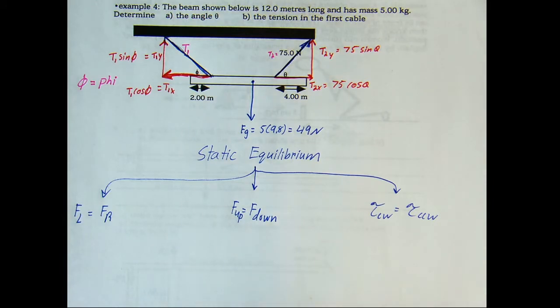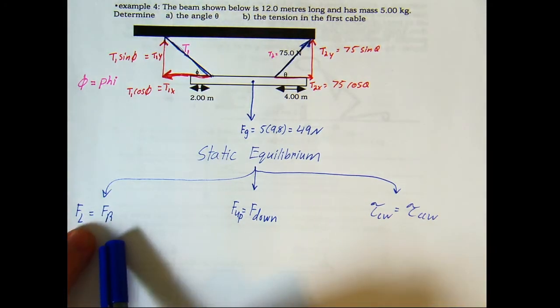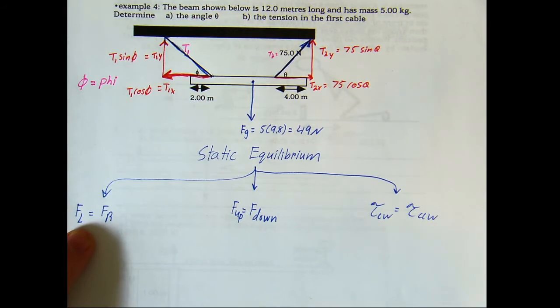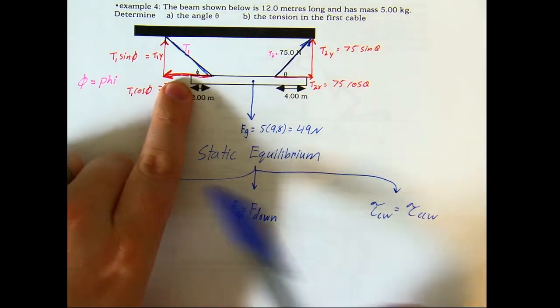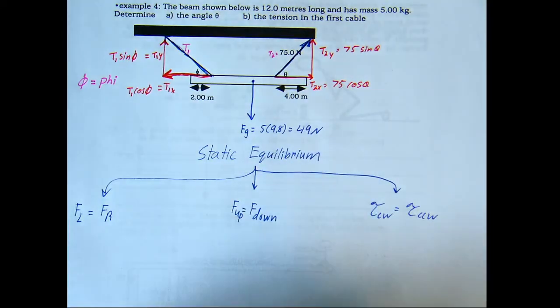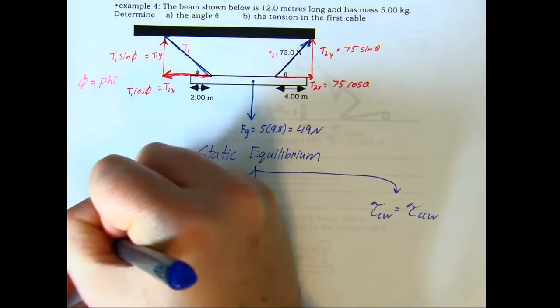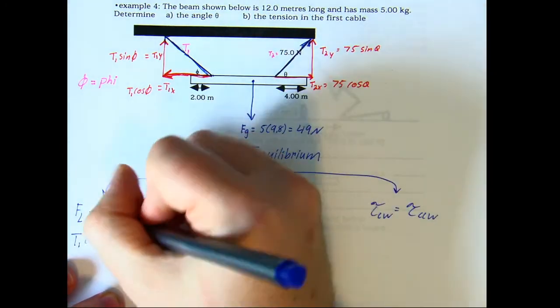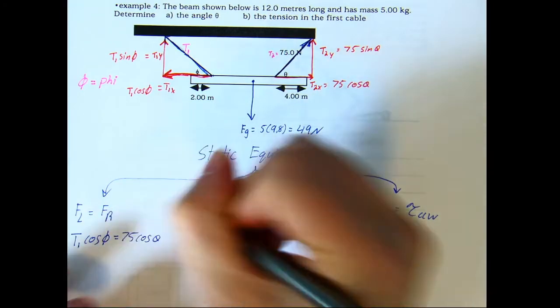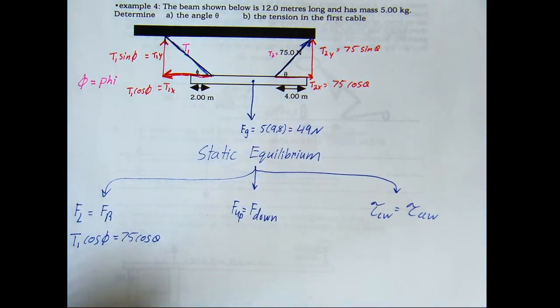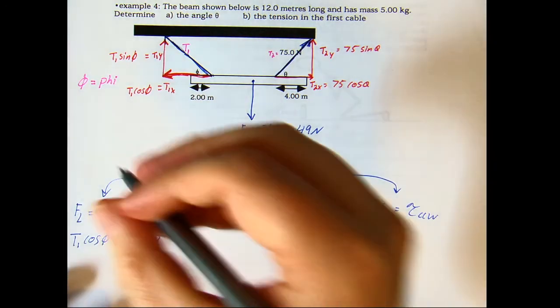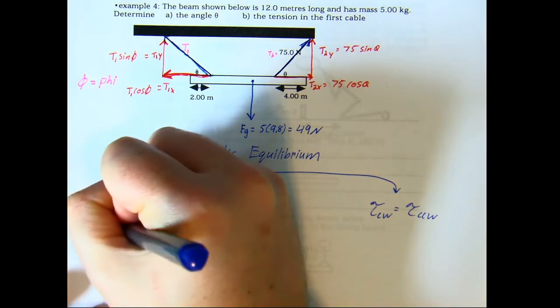So based on this thing being in static equilibrium, we know a few things here. If my forces left equals my forces right, there's only two forces acting in that plane. The force acting left is this guy here, and the force acting right is this guy here. So we know, based on the fact that left equals right, that T1 cos phi is going to equal 75 cos theta. Not a lot we can do with that at this point. I should put it in here: T1x equals T2x.